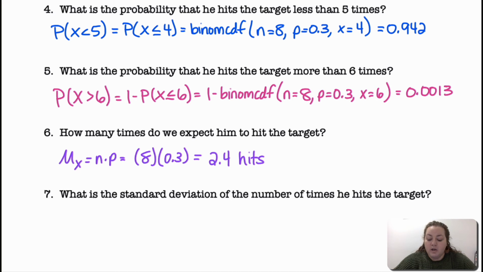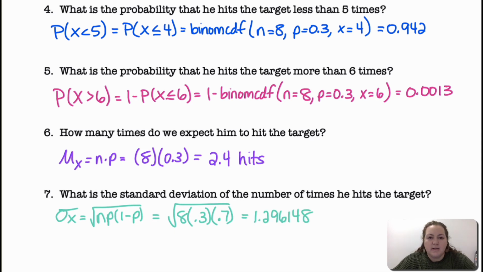The standard deviation for a binomial is the square root of N times P times 1 minus P, which is the square root of 8 times 0.3 times 0.7. Also note that if you take statistics in the future, you may see 1 minus p written as q. Some other texts do that to simplify things a little bit.